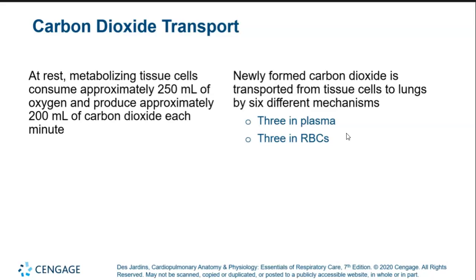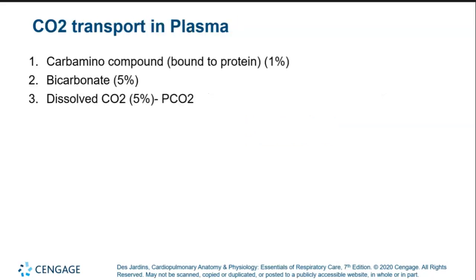Okay. So once the oxygen is dropped off at the tissues, it's used in metabolism. Carbon dioxide is the byproduct of it. That carbon dioxide is going to be transported from the tissues to the lungs in 6 different mechanisms. Okay, so 3 of those mechanisms are in the plasma and 3 are in the red blood cells.